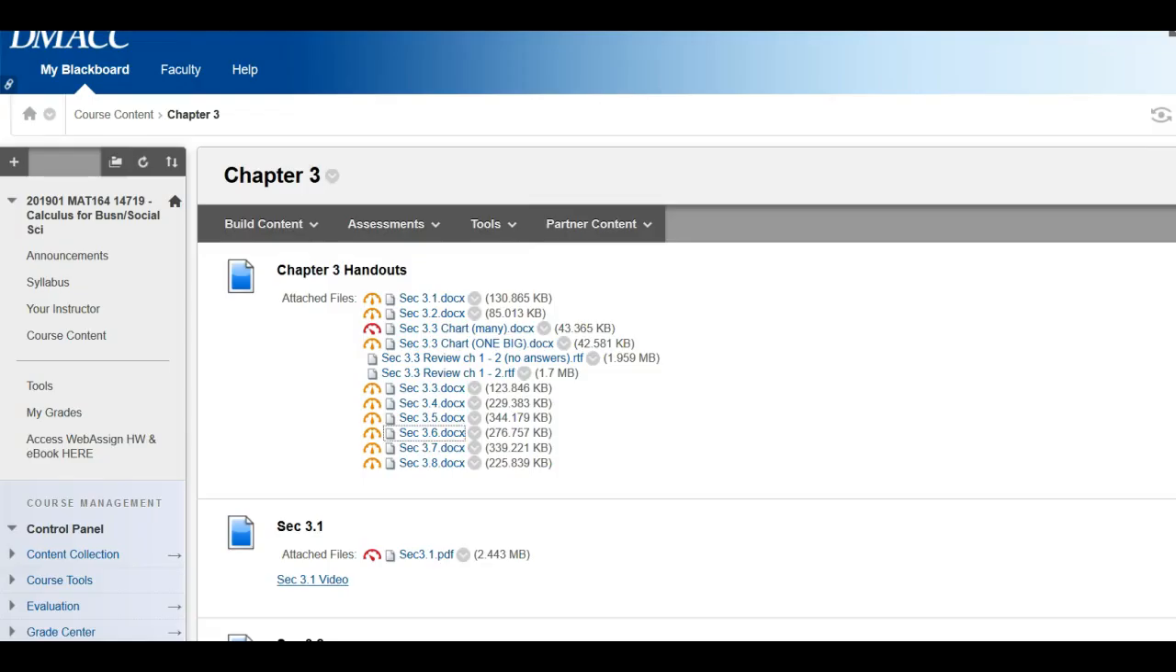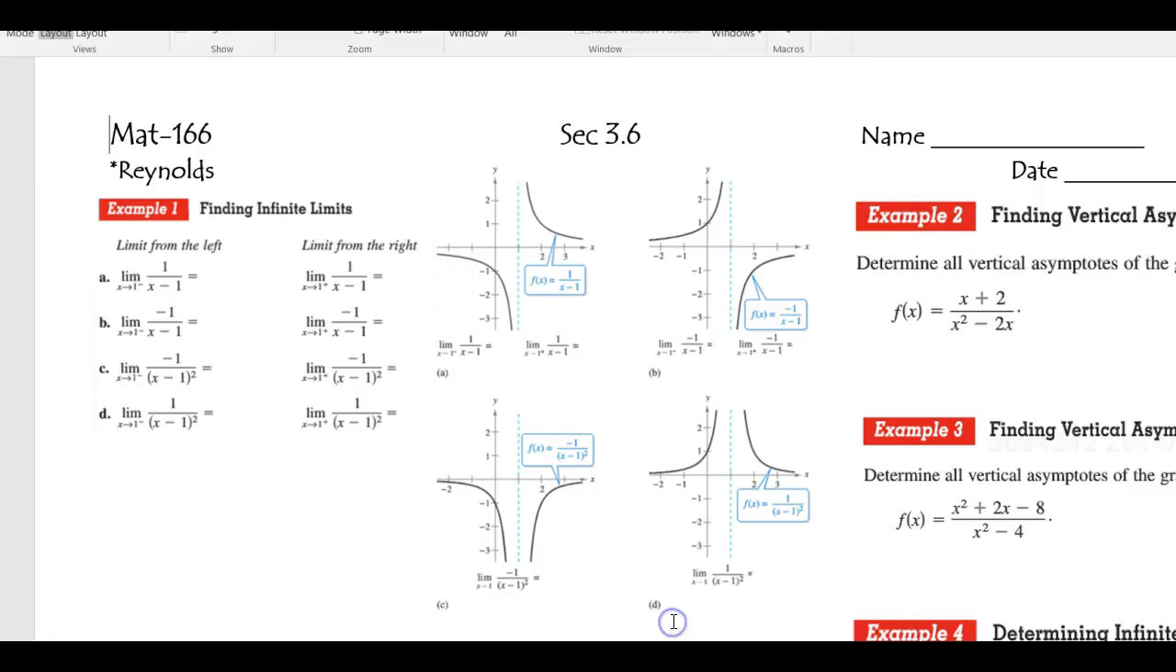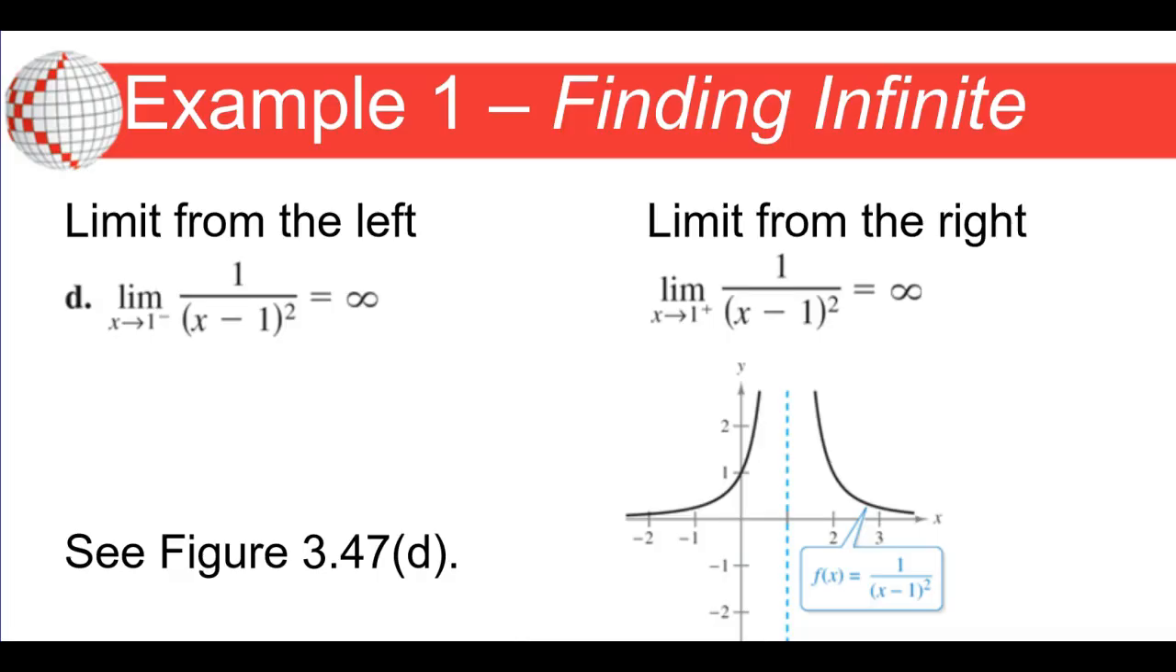So hopefully you're following along with your 3-6 worksheet, which you can download from Blackboard, and you can determine what the answers are for Part D, which I have outlined here as positive infinity and positive infinity. Again, when you got the double asymptote, they should be in the same direction, either both positives or both negatives.